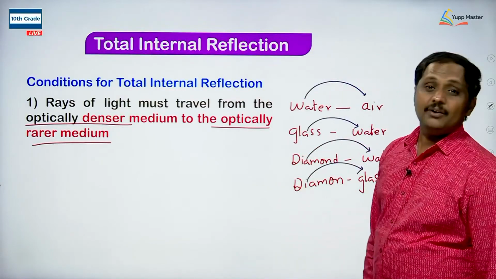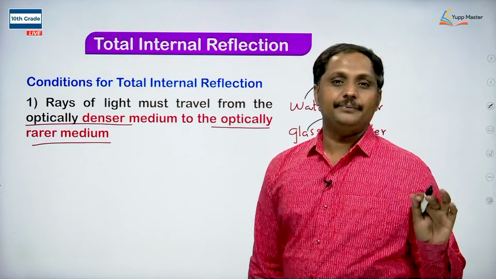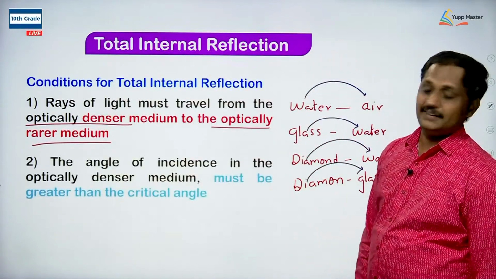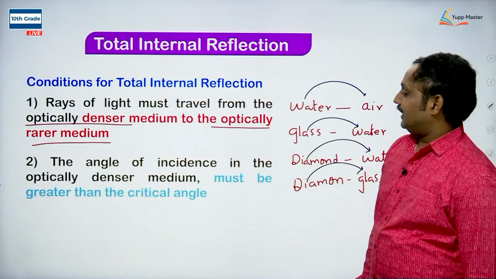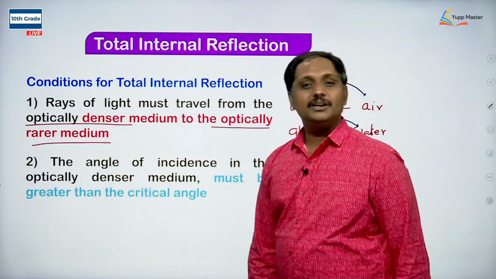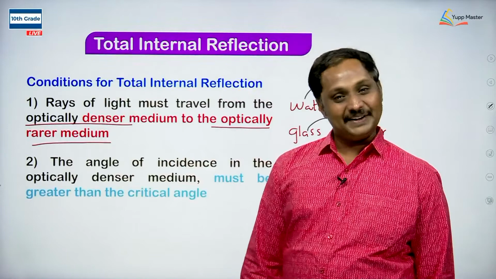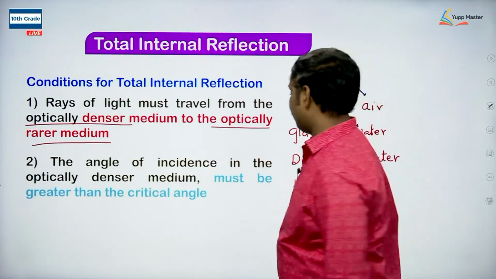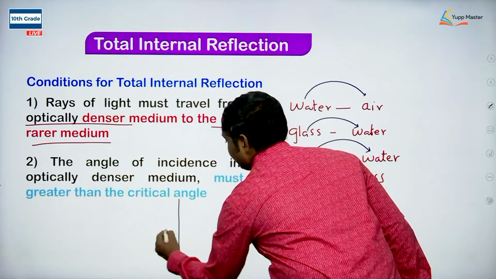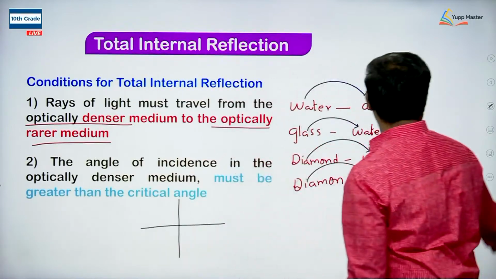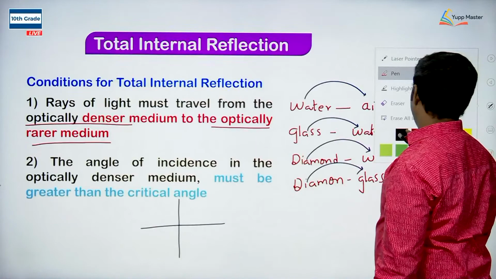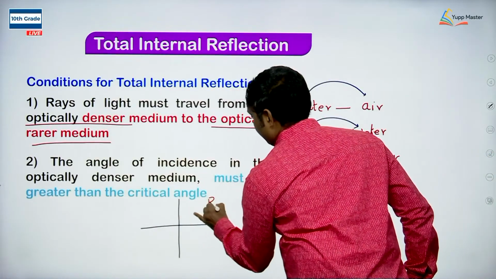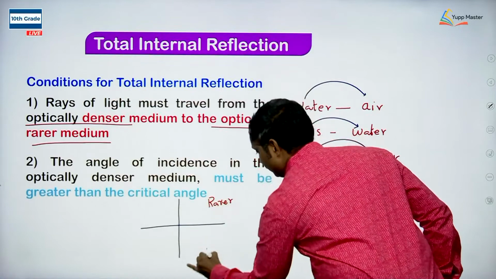Now the first condition is very clear. Let us go for the second one, which is very important. The angle of incidence in the optically denser medium must be greater than the critical angle. Obviously, we are talking about this. This is the rarer medium and this is the denser.